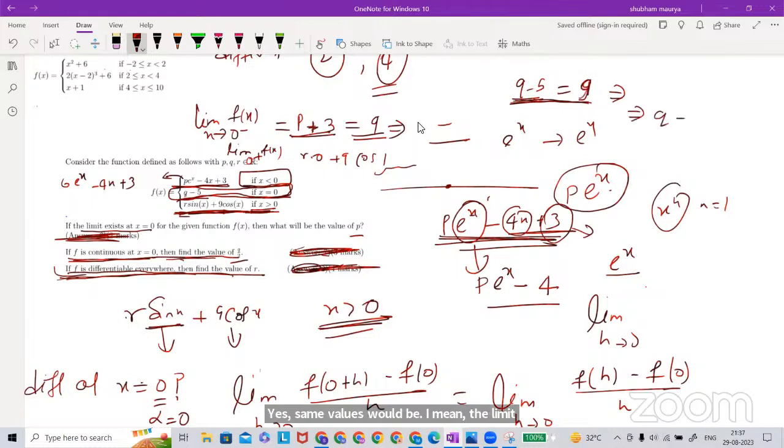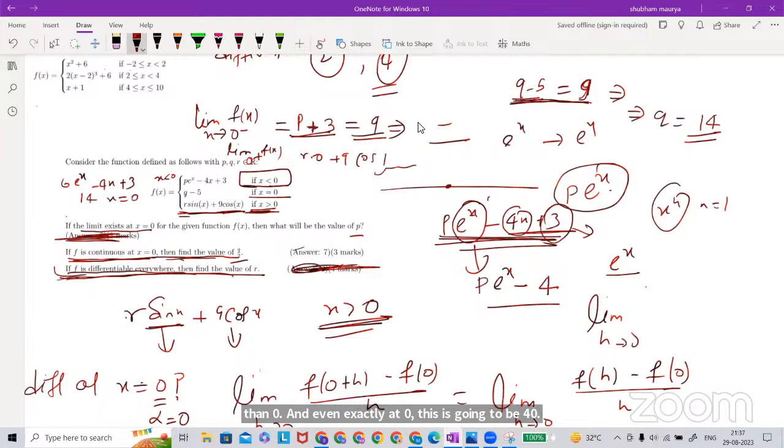q equal to, I think it will be 14. Yes, 14. Yes, it is going to be 14. So here your function is actually this one. When x is less than 0, and when exactly at 0, this is going to be 14.